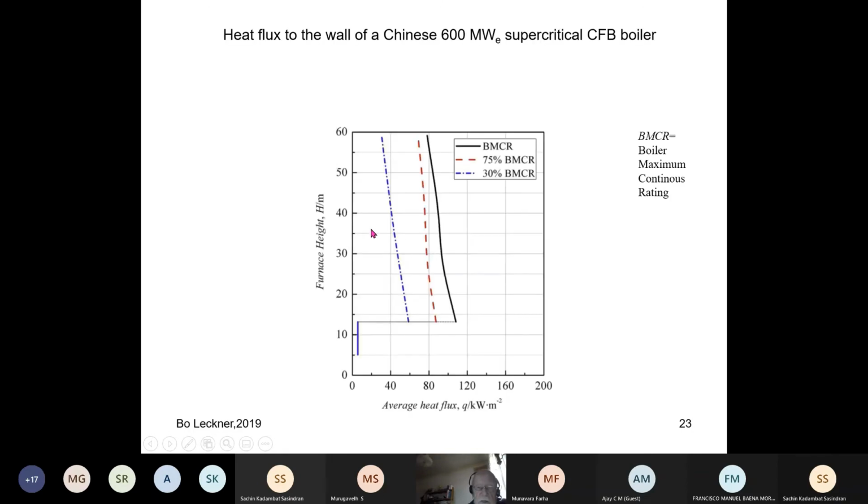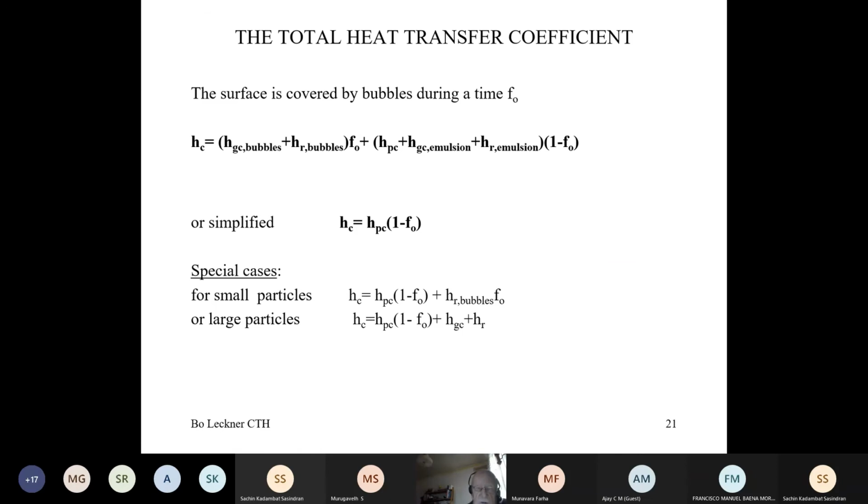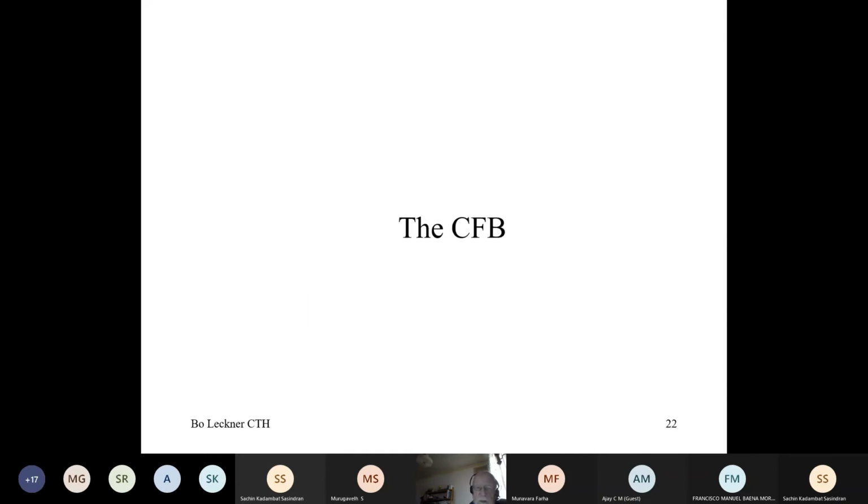Just the particle convective heat transfer, and then the bubble time is estimated and subtracted. You can have other formulations as well, but the essential thing is what I just derived. Then it can be modified according to the situation. So this was more or less a very short summary of heat transfer in the bubbling bed.